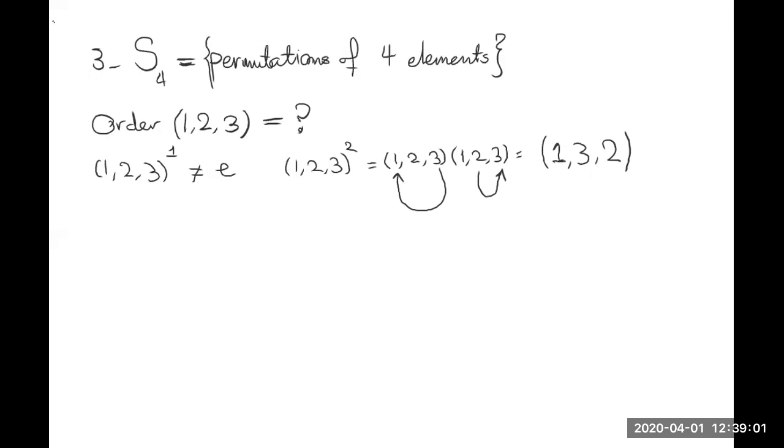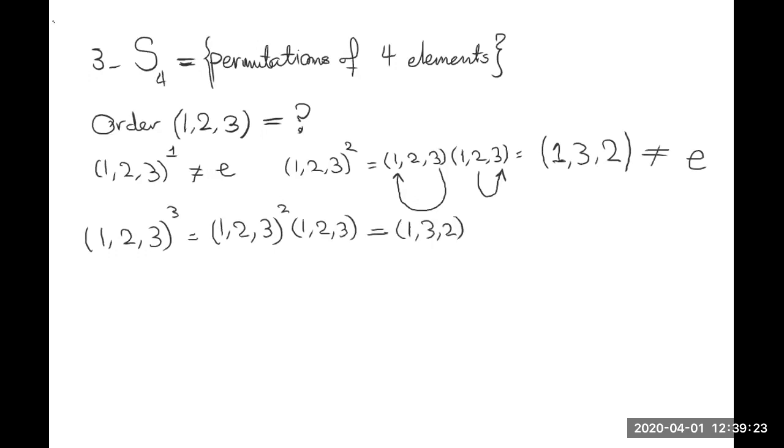And as you can see, this is not identity. What about (1 2 3) cubed? Well, that is equal to (1 2 3) squared times (1 2 3). But (1 2 3) squared itself is (1 3 2). And then we have the extra (1 2 3).